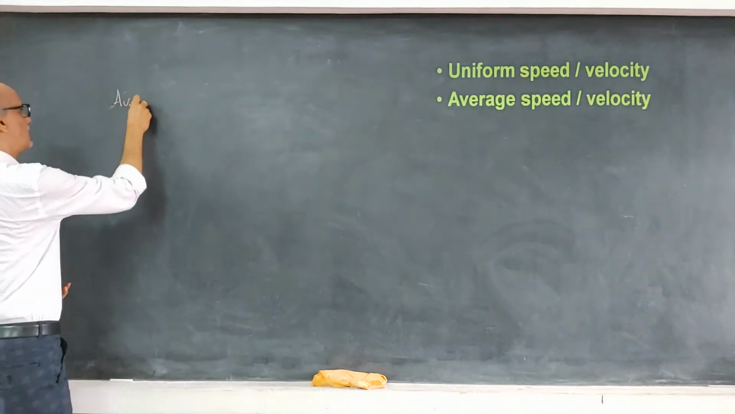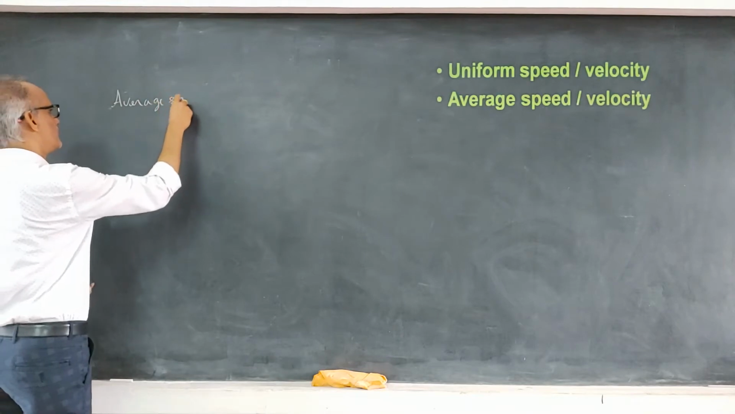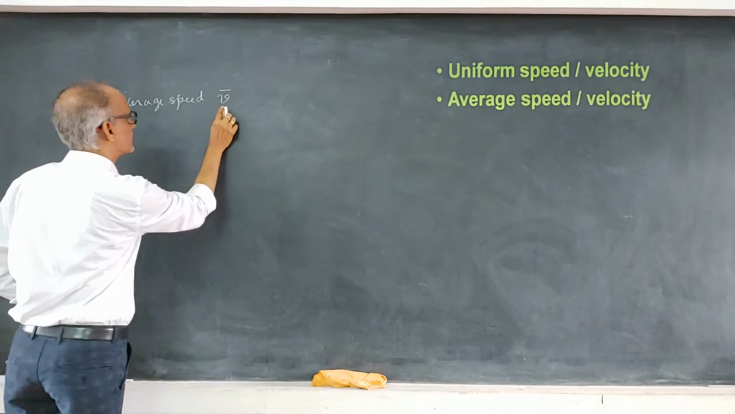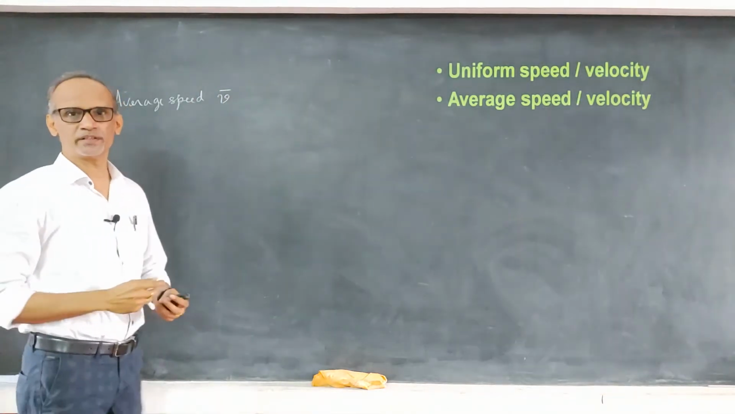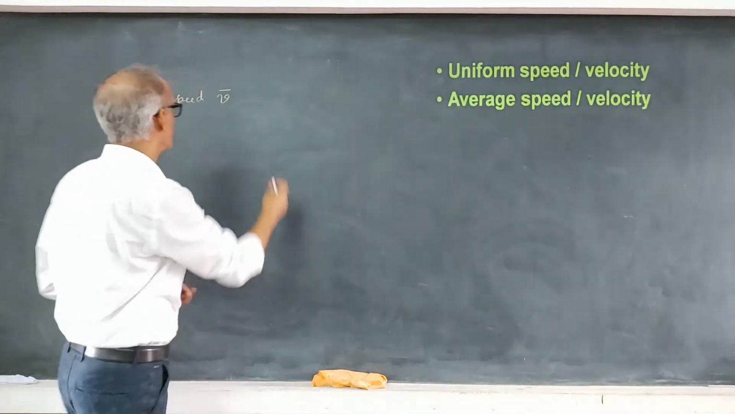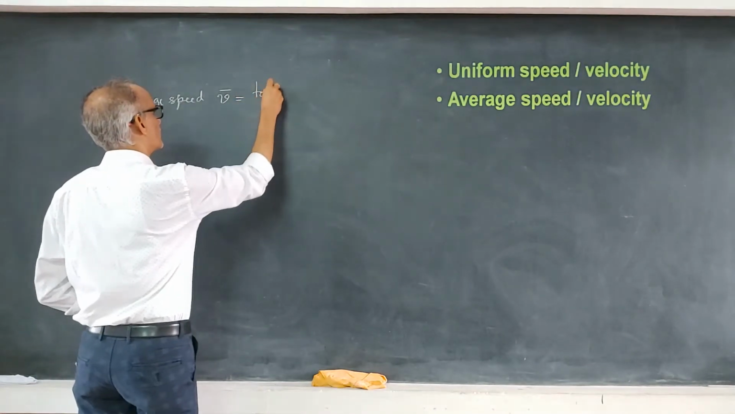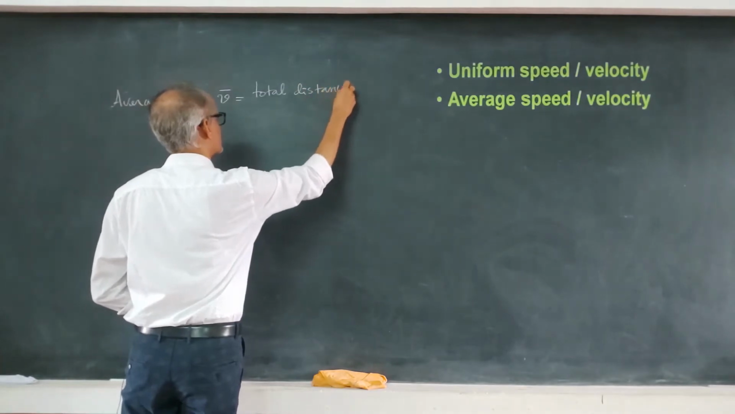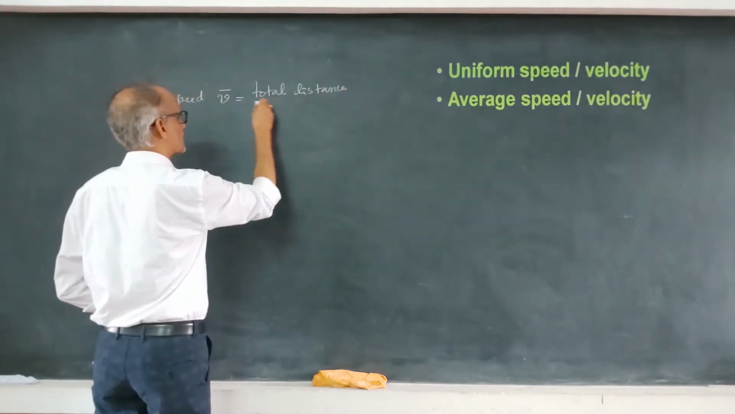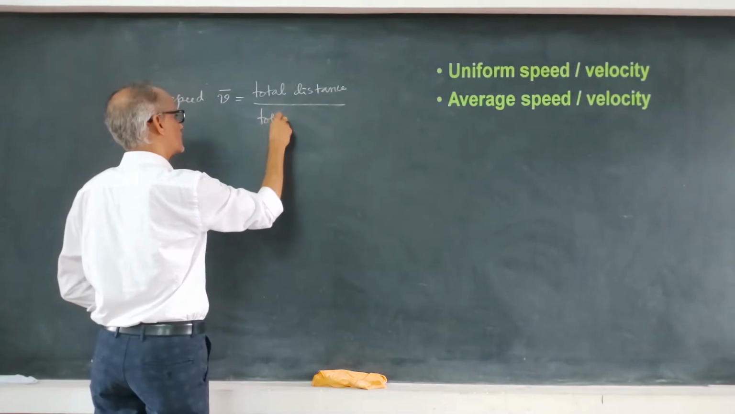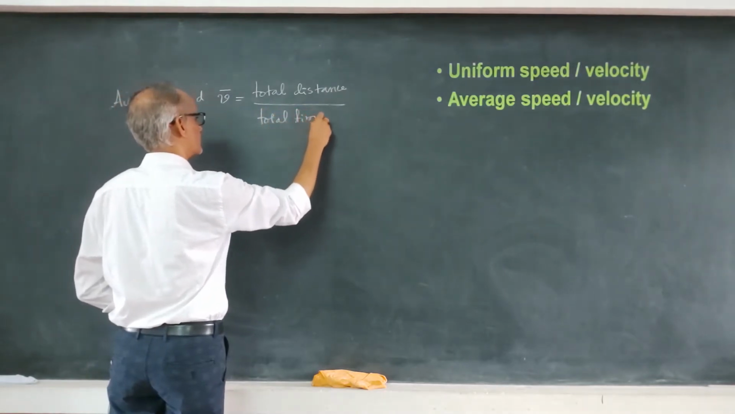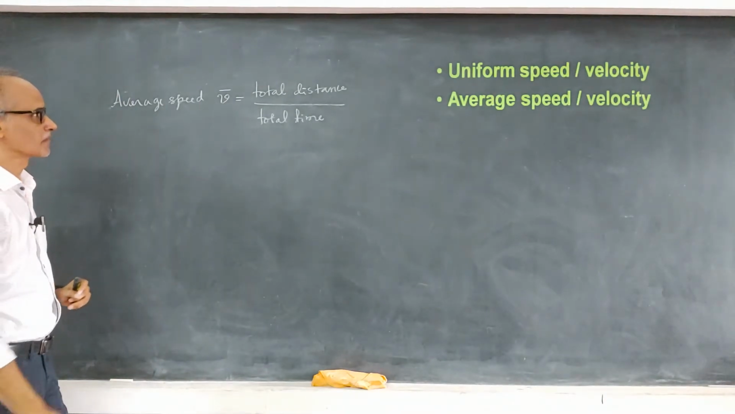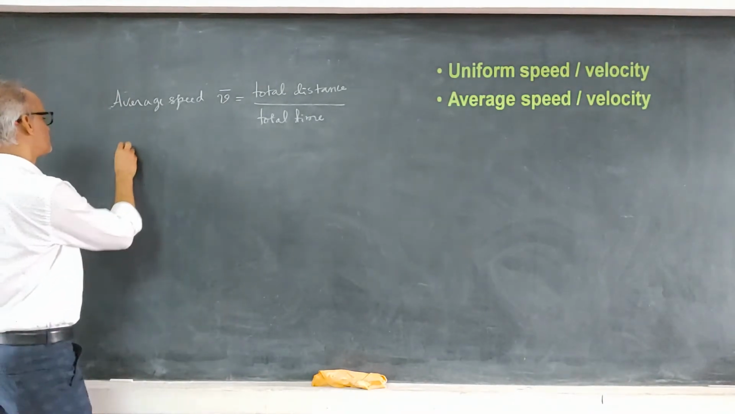The average speed, the symbol used for that is a V with a dash above, which we read as V bar, is equal to the ratio of the total distance traveled divided by the total time taken. This is how we measure the average speed. How to measure average velocity?